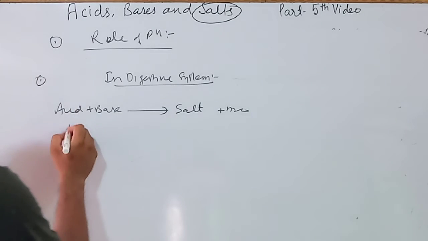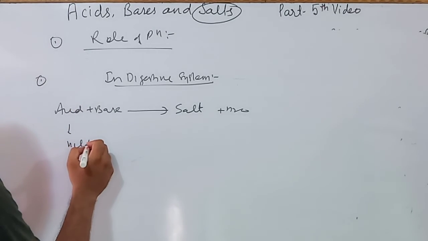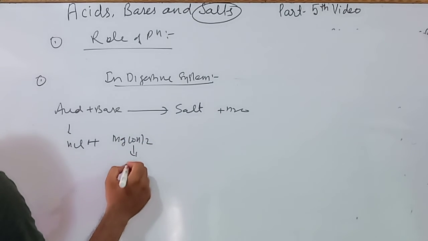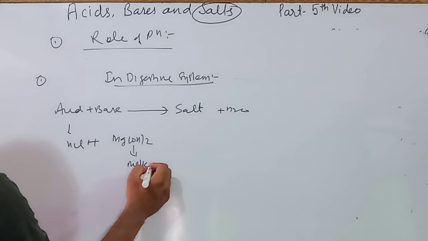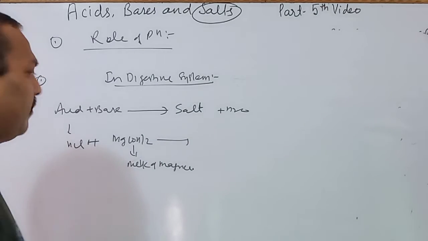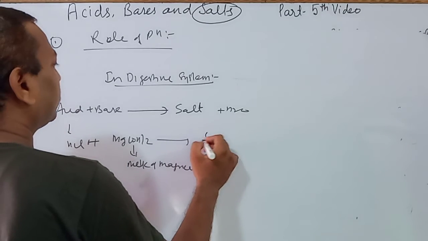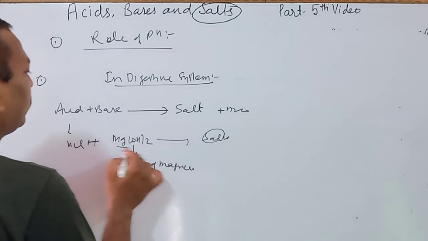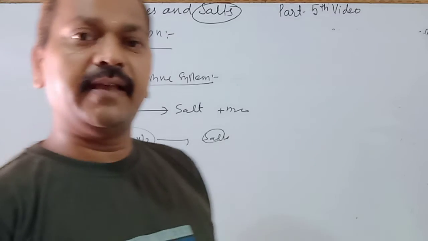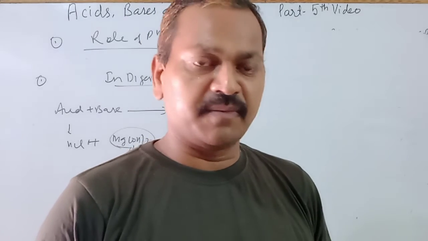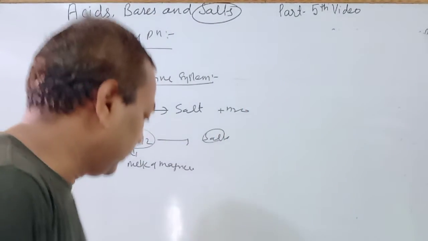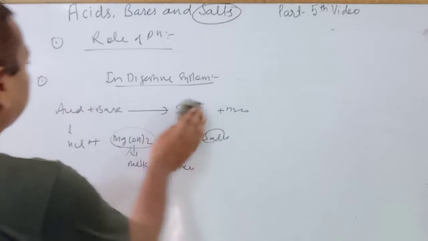Neutralization concept. The acid HCl is in excess, and the base is magnesium hydroxide, milk of magnesia, Digene syrup or sodium bicarbonate, whatever we can take. So it forms salt. This magnesium hydroxide neutralizes the excess acid present in our stomach. In this way we get relief from acidity. Okay, so this is the role of pH in the digestive system.